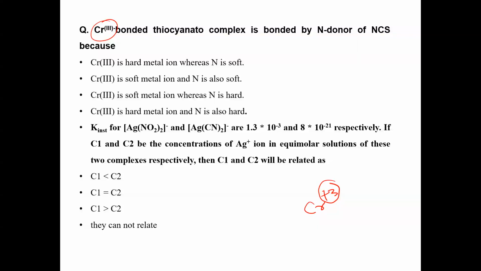Same goes for the hard base. It should have a high electron density and small size, and its electron cloud is not easily polarizable. So in this case, chromium 3 is also a hard metal ion, and N is also hard.